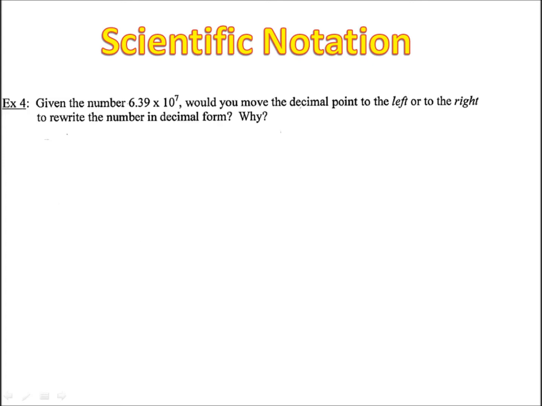Example 4 gives you a number written in scientific notation, 6.39 times 10 to the 7th. They want to know if you would move the decimal point to the left or to the right, and why that is. Please pause the video here, determine whether you'll move the decimal point to the left or to the right, and explain why that is. Then come on back, we'll see how you did.